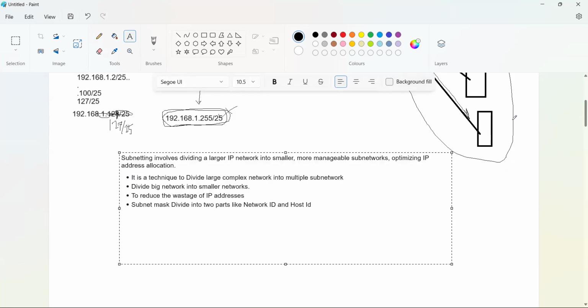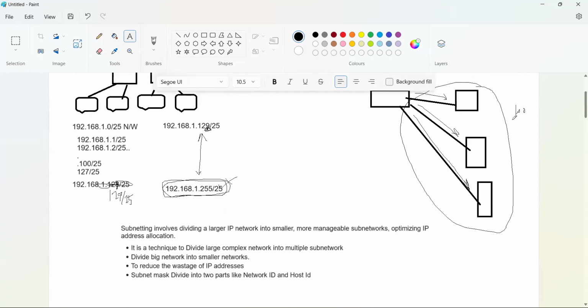Subnetting involves dividing a large IP network into smaller, more manageable subnetworks, optimizing IP address allocation. It is a technique to divide a large complex network into multiple subnetworks. What we discussed here is a large complex network.